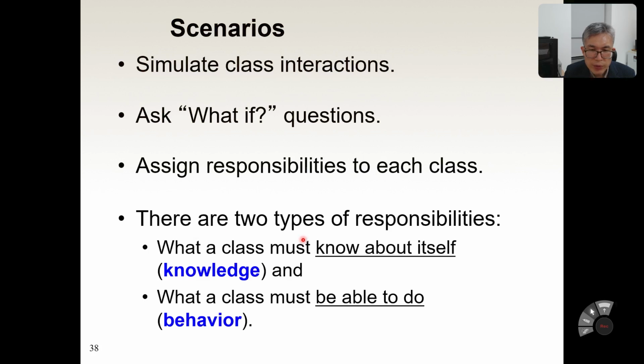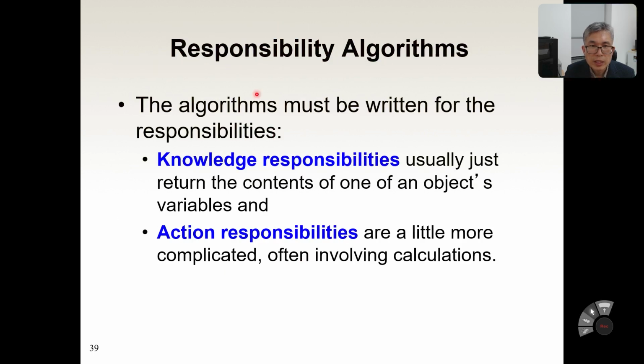There are 2 types of responsibilities, knowledge and behavior. The first is what a class must know about itself. This is knowledge. What a class must be able to do is behavior. And then for responsibility algorithms, we can consider that the algorithms must be written for the responsibilities, such as knowledge responsibilities and action responsibilities.